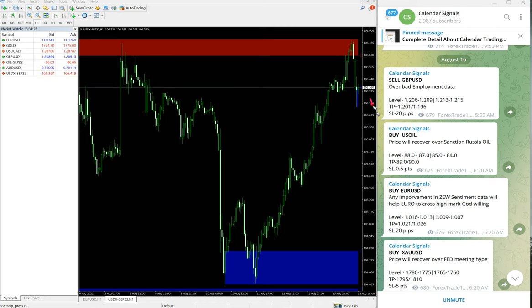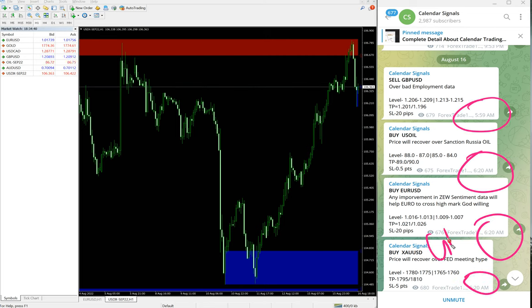And now we will see the performance of today's calendar signal. Today we gave sell GBPUSD, buy USOIL, buy EURUSD and buy XAUUSD, which is buy gold. These four signals we gave today, and you can see the timestamp as per the GMT time.